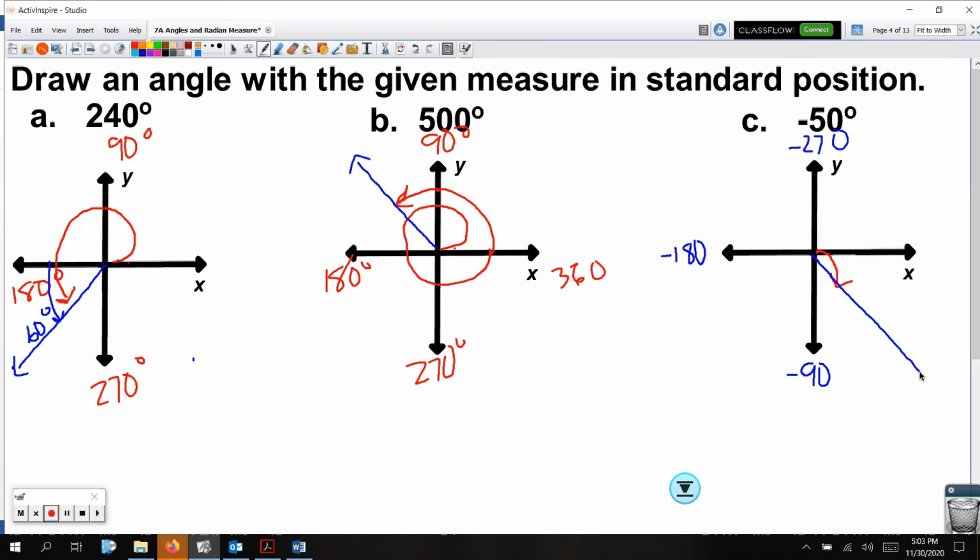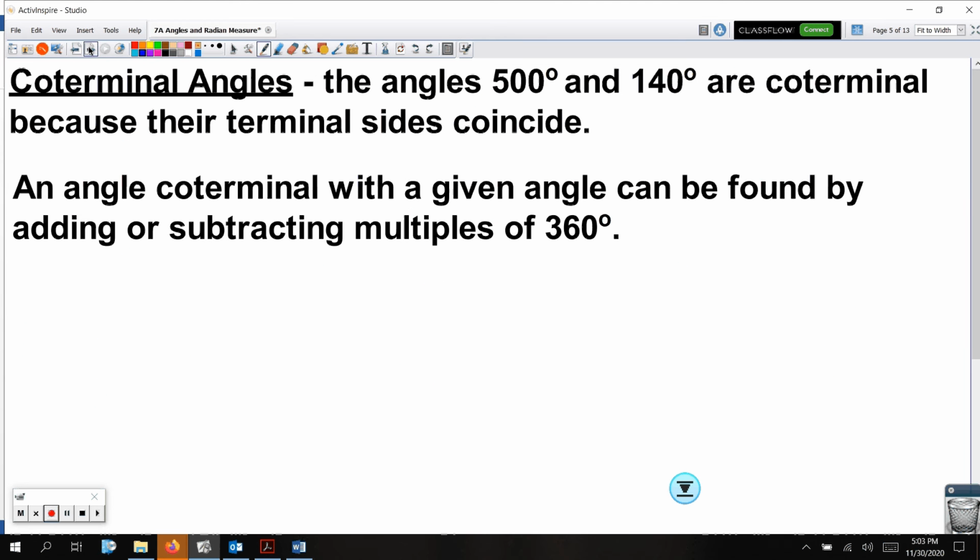Because if you think about half of this 90-degree angle, that is 45, so it's a little bit more than that. As long as you're in the right quadrant, you'll be fine. All right, coterminal angles. The angles 500 degrees and 140 degrees are coterminal because their terminal sides coincide. An angle coterminal with a given angle can be found by adding or subtracting multiples of 360.